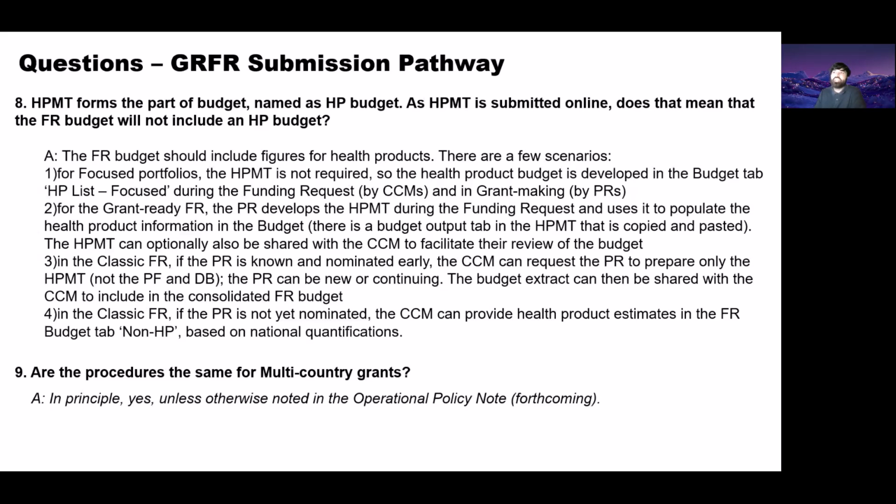Now, in this third scenario of a classic funding request, if the PR is known and nominated early, the CCM can request the PR to prepare only the HPMT, so no performance framework, no budget, and the PR can be new or continuing. In these cases, the budget is then extracted into an extractable format and then shared with the CCM to include as part of the consolidated funding request budget.